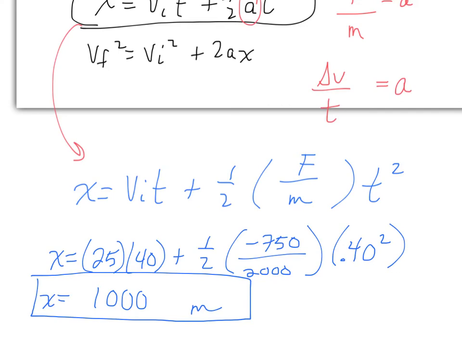1,000 meters. What's 1,000 meters? How far is that? Yeah, that's a kilometer. Very true, Paul. Good point. It's a kilometer. It's a little bit less than a mile. A mile is around 1,600 meters. So this is over half a mile to stop.